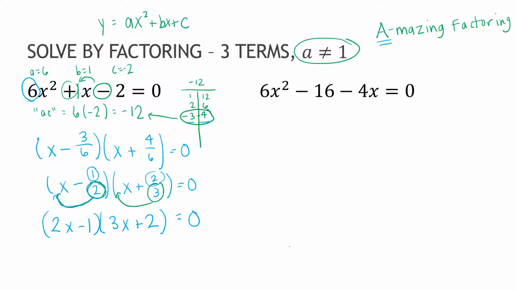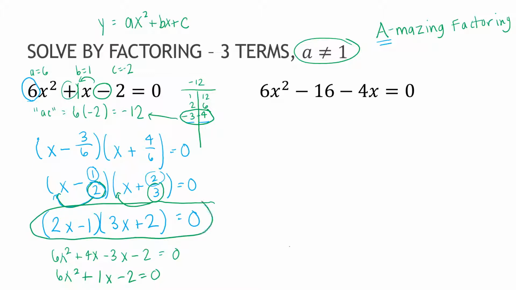Now, if you don't believe me, we could multiply this back out. 2x times 3x is 6x squared, just foiling. 2x times plus 2 is plus 4x. Minus 1 times 3x is minus 3x. Minus 1 times 2 is minus 2. And if I simplify, I get right back where I started, which is of course what I wanted. So that's amazing factoring.